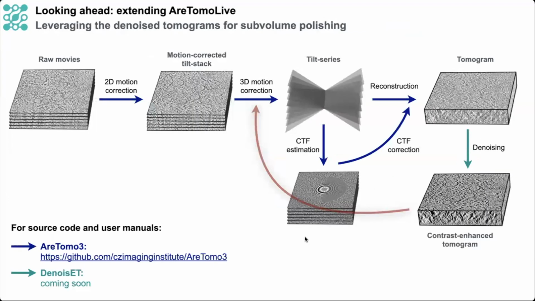As I've just described, part of our motivation for integrating denoising into our TomoLive has been to leverage the quality metrics and CTF deconvolution from our TOMO3 in order to improve contrast enhancement. Looking ahead, we plan to explore closing this loop by leveraging the denoised tomograms to improve tomographic alignment in an approach we've been thinking of as subvolume polishing. Specifically, we plan to forward project the denoised tomograms into tilt series and then use these contrast-enhanced tilt series to recompute the local alignments that correct for 3D deformations that occur in subregions across the full tomographic volume.